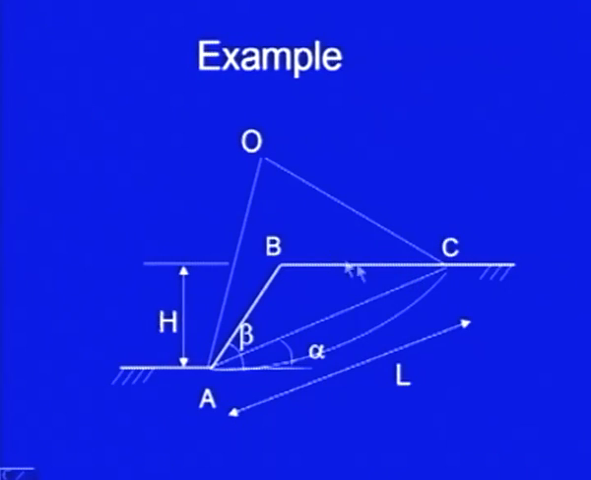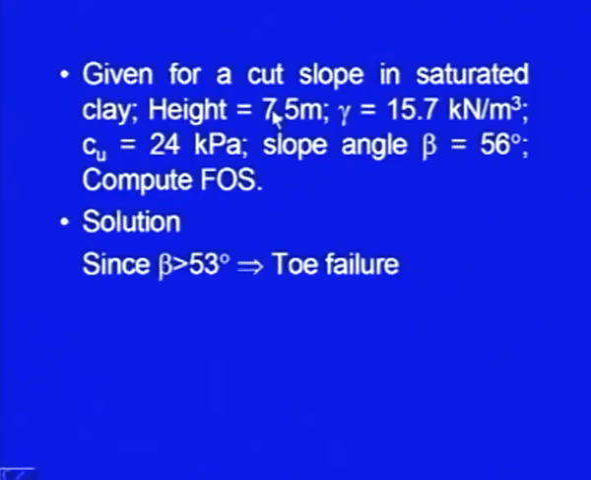Let us take an example. This is an example of toe failure. This is the general diagram. H is the height, beta is the slope angle, and these are the data. Given for a cut slope in saturated clay, the height of the slope is 7.5 meter, and the saturated unit weight is 15.7 kilonewton per meter cube. Cu is 24 kPa, slope angle beta is 56 degree and we are asked to find out the factor of safety.